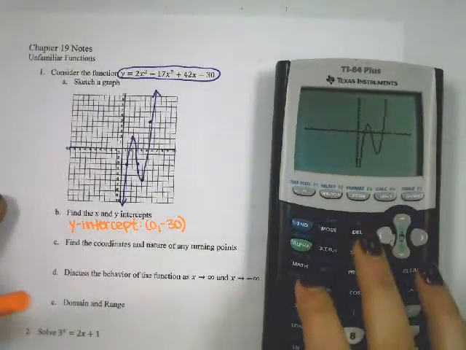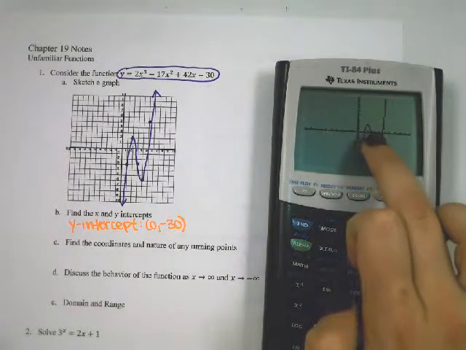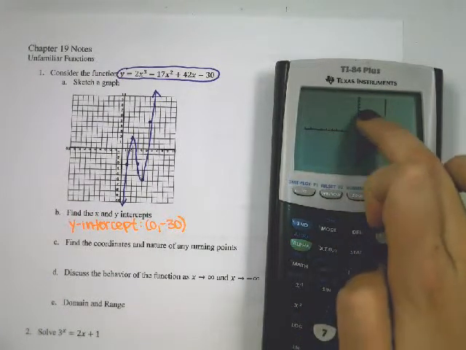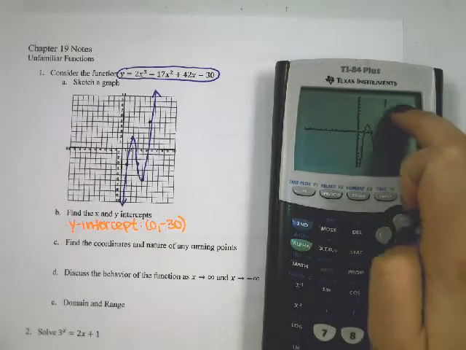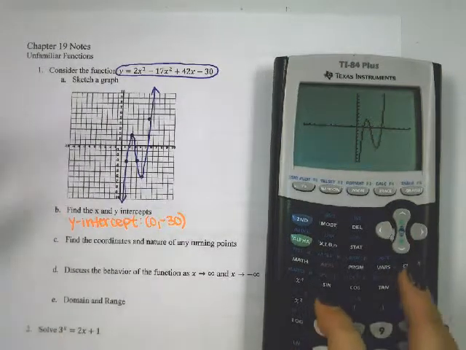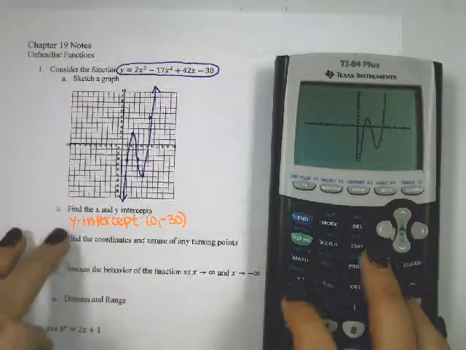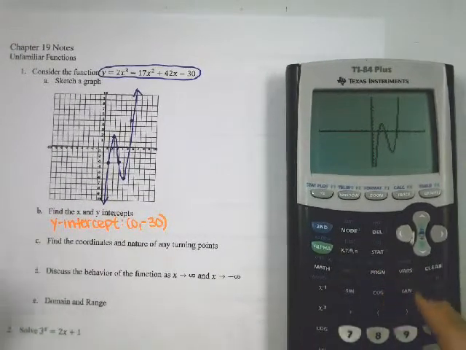Now my x-intercepts are anywhere it crosses the x-axis, and that happens in 1, 2, 3 different places. So it crosses there, turns around, crosses again, turns around, and crosses a third time. So there should be 3 x-intercepts. I just need to find all of them. We're going to use our graphing calculator to do that.